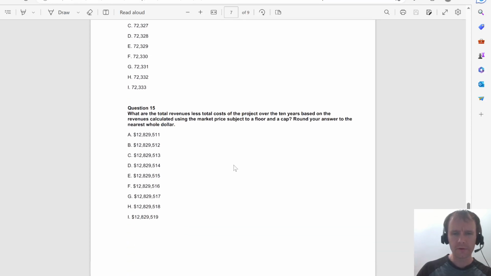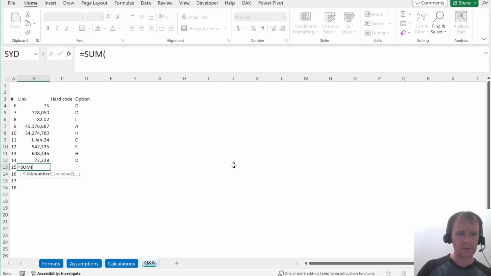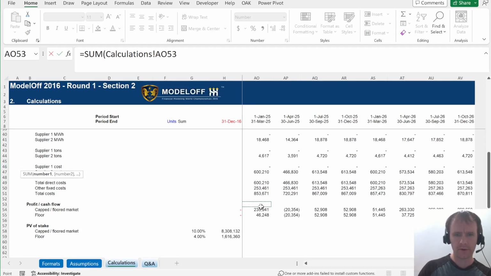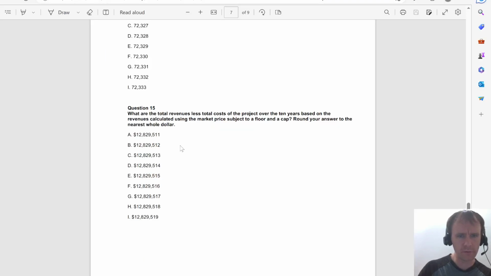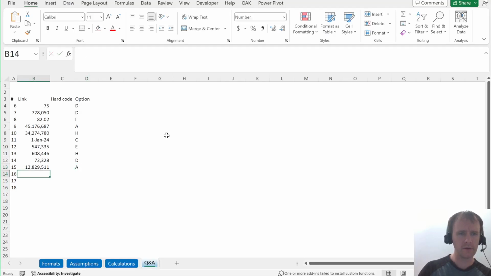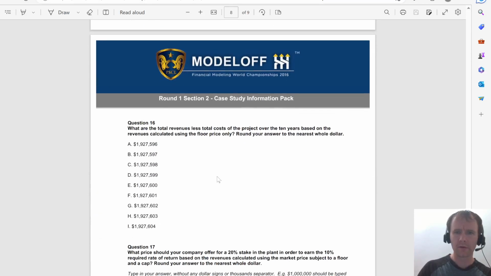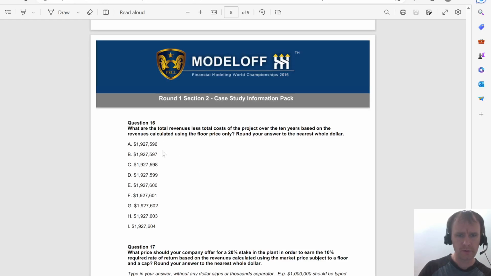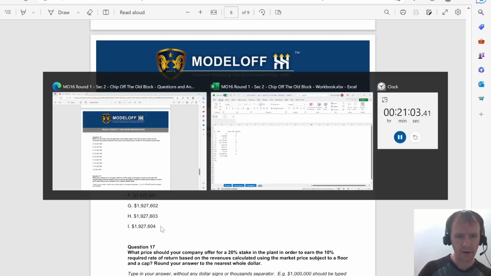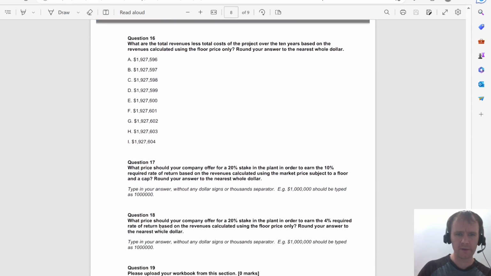15. What are the total revenues less total costs of the project over the 10 years based on the revenue market price, floor, and cap? Okay. So that's my profit slash cash flow, floor, and cap, which is 12829,511. Yes, A. 16. Same question for floor only. 1927604. Yeah. I.